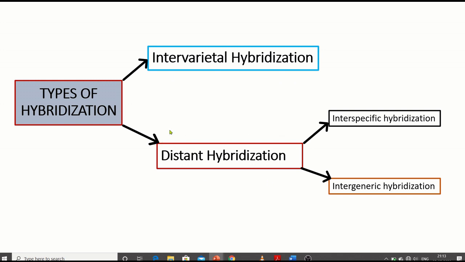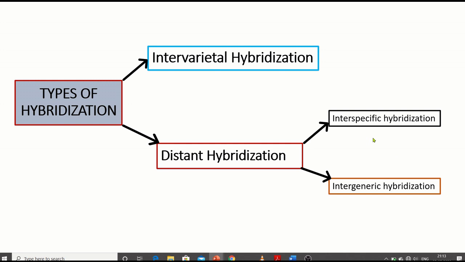So coming to the second category of hybridization, which is distant hybridization. Usually in the case of intergeneric hybridization, it is assisted by biotechnological tools. Okay, say for example, plant tissue culture, such as somatic hybridization. Okay, fusion of two different cells, protoplast or hybrids. Okay, and then it can also be assisted by transgenics. And in the case of interspecific hybridization, it can also be assisted by plant tissue culture methods.